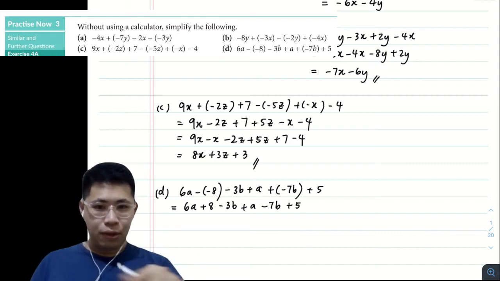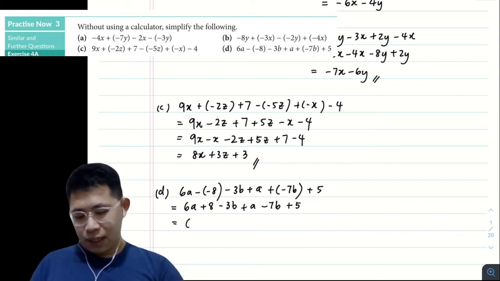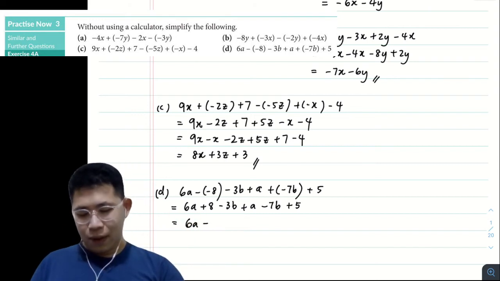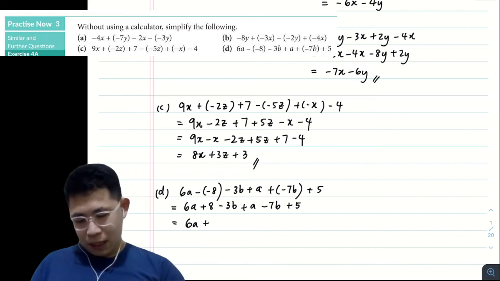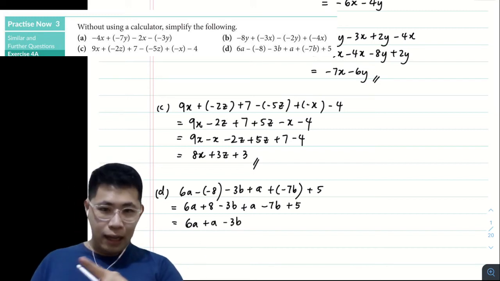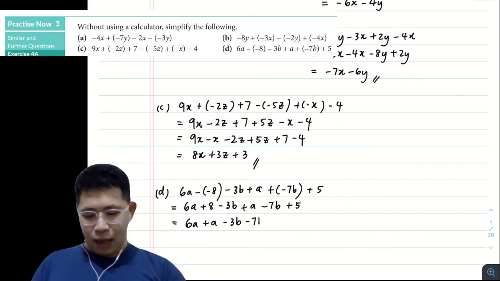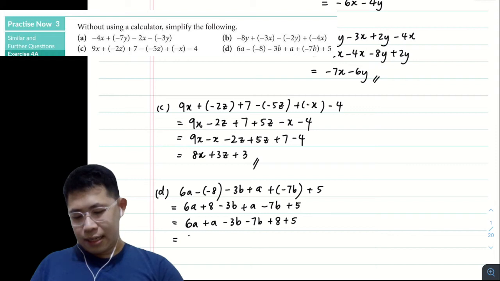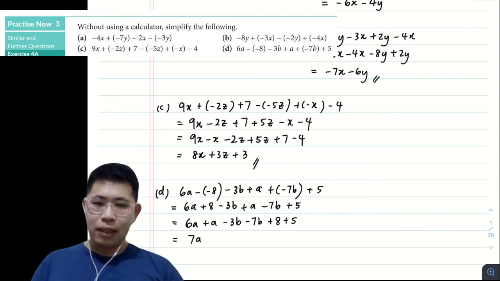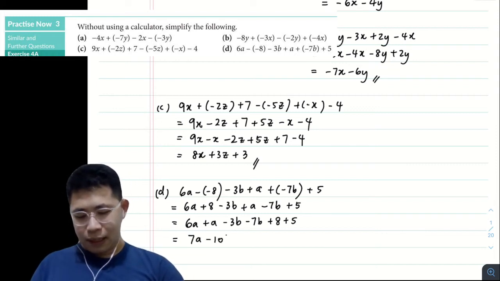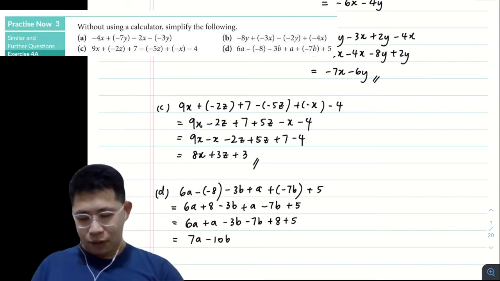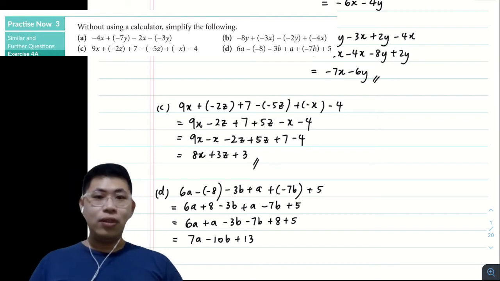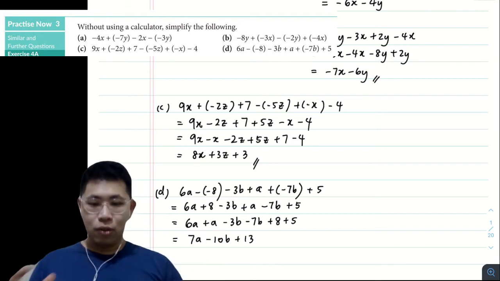Next, I'm going to rearrange. So I'm going to look for all my a's first. 6a, and I have one more a over there, plus a. Then all my b's, minus 3b, right? Then I have a minus 7b, and I have a plus 8 and a plus 5. So 6a plus a, 7 apples, negative 3 banana, minus 7 banana, negative 10 banana, and plus 8 and plus 5 will give me plus 13. So 7 apples minus 10 banana plus 13. So this is the end of part D.